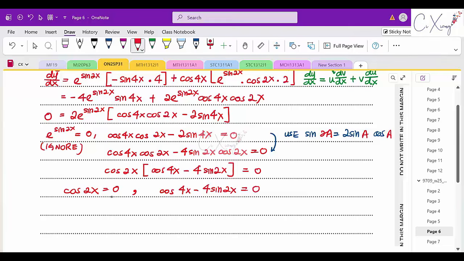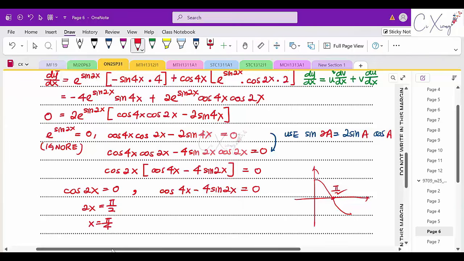Let's solve the easier equation first here. How can I get cos 2x equals 0? If you try to imagine the diagram for your cos graph, this value should be pi over 2. So 2x is cos inverse 0, you have pi over 2. Then your x is equal to pi over 4.